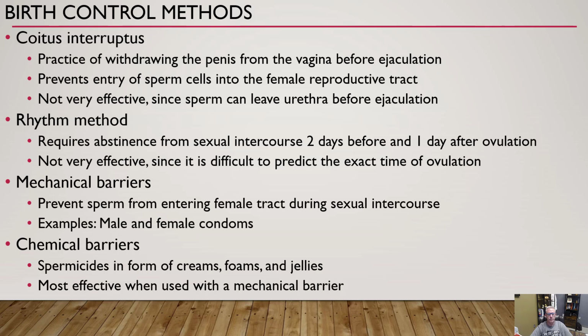Mechanical barriers are probably the most often used. Male condoms are probably the most often used, but there are female condoms as well, and they just prevent sperm from entering the female tract during sexual intercourse. Chemical barriers: spermicides, creams, foams, jellies.